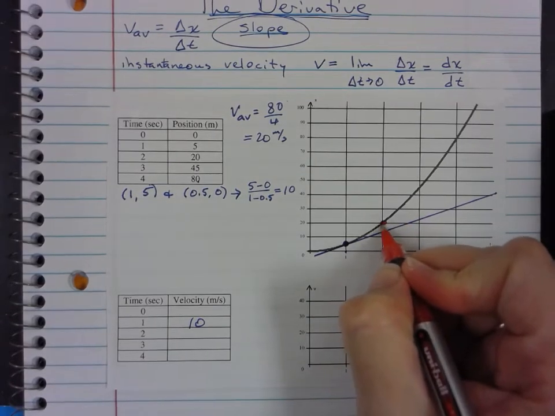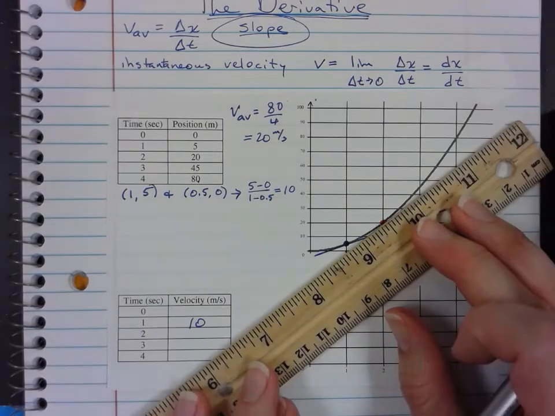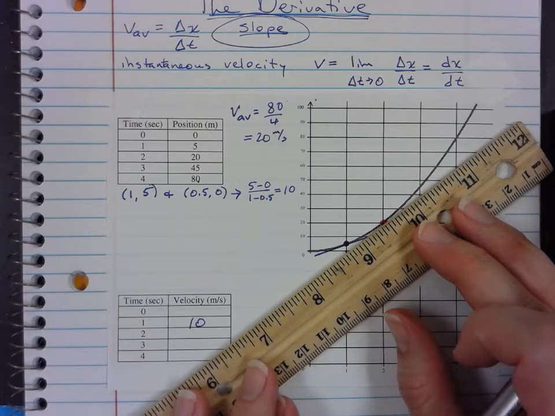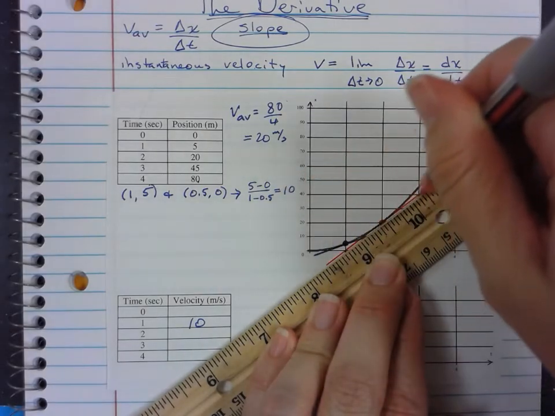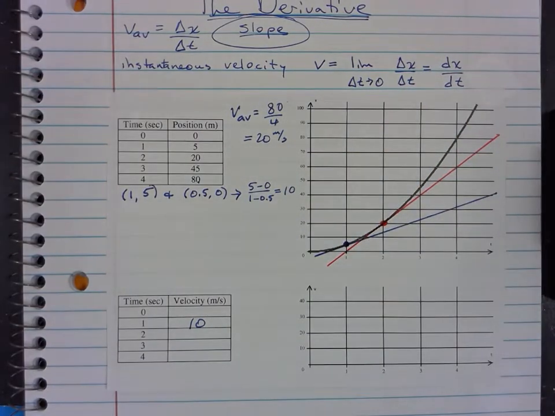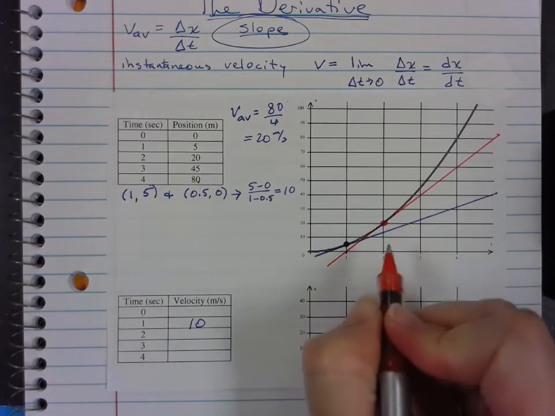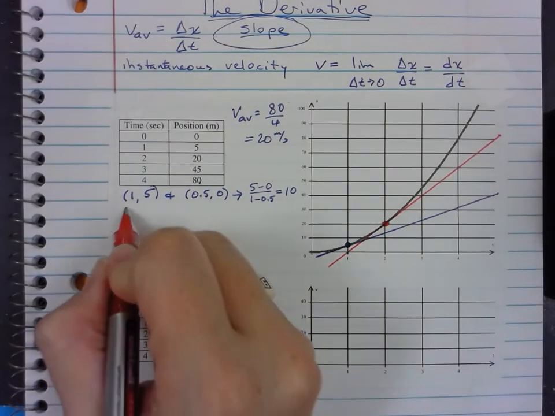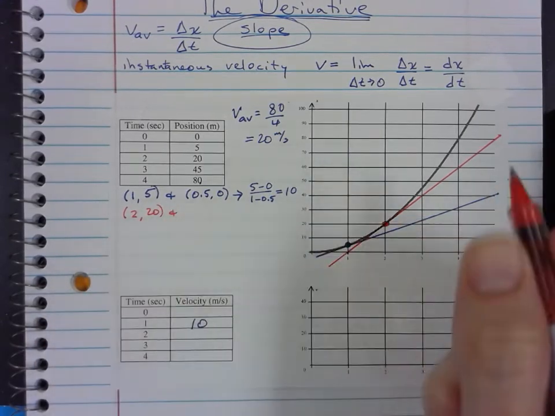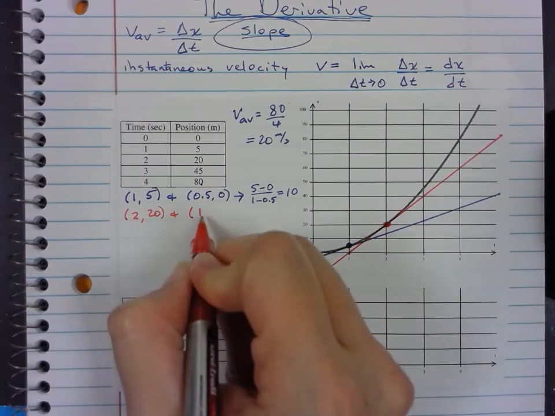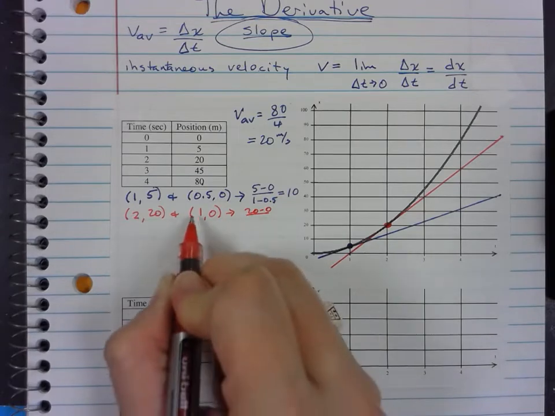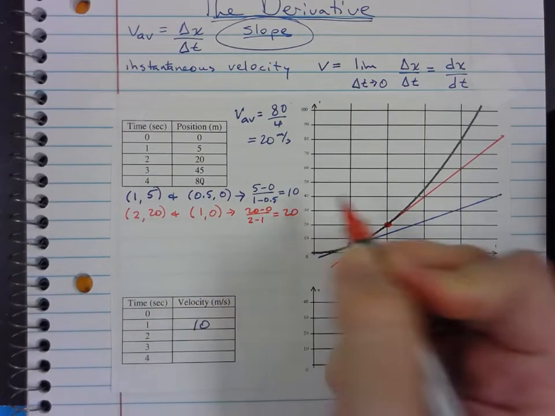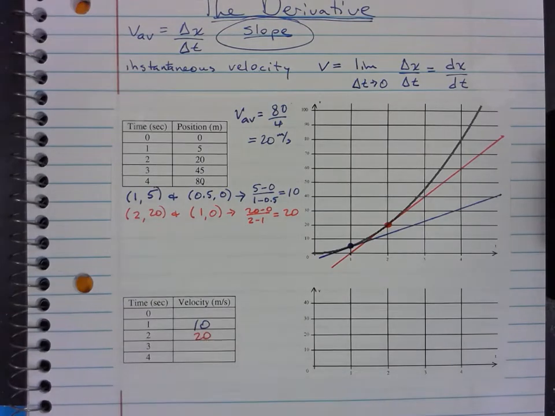If I go to 2 seconds on my position graph, and again, I just look right around it, how do I get my ruler parallel to that curve? So I need to calculate the slope of this new line. So here we have 2, 20, and it crosses here at 1. So this is 1, 0. So the y's, 20 minus 0, over the x's, 2 minus 1, and we get a slope of 20. So down here at 2 seconds, our velocity was 20 meters per second.